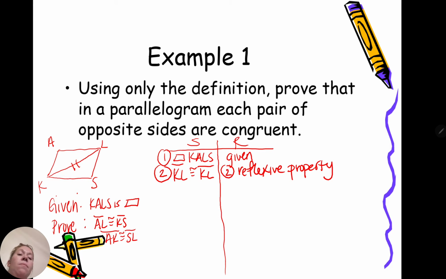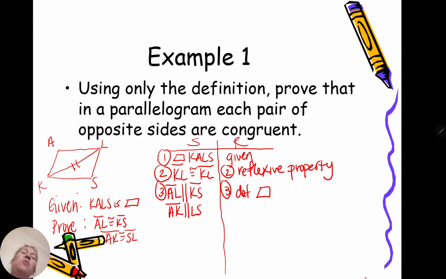All right, we're going to need some congruent angles here. We got a parallelogram. We got some parallel sides. So let's use that. All right, we should probably tell that this proof that we got parallel sides. So let's use that definition. AL is parallel to KS, and AK is parallel to LS. That is the definition of parallelogram, ladies and gentlemen.